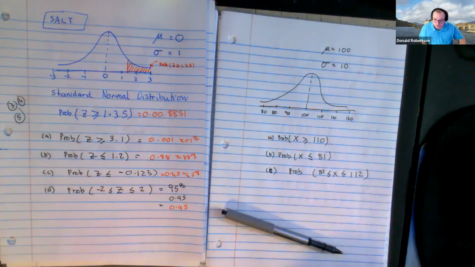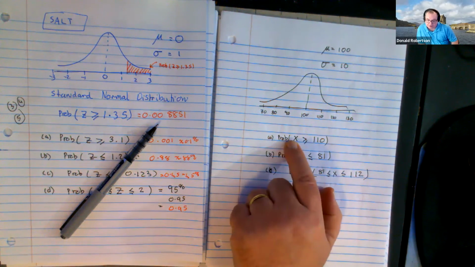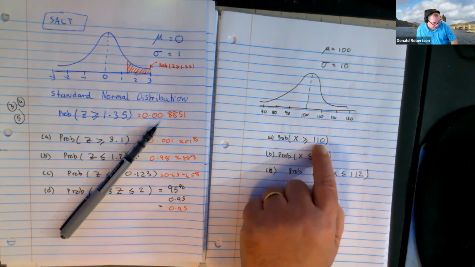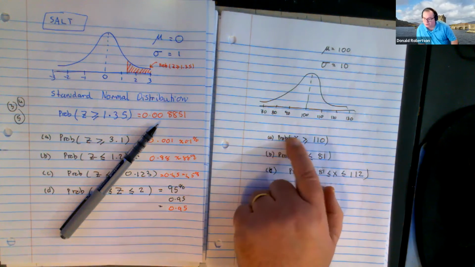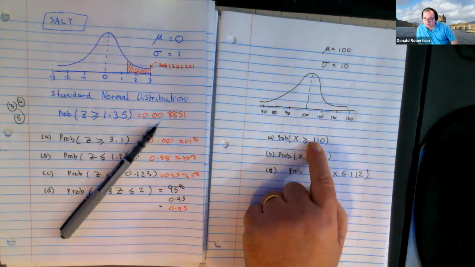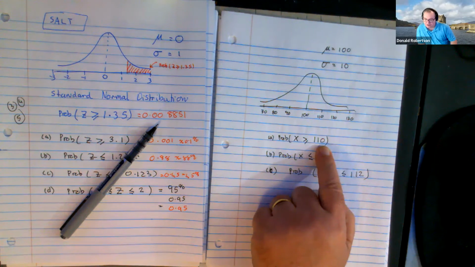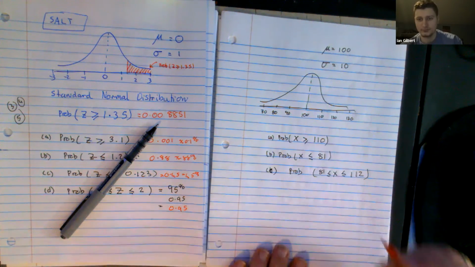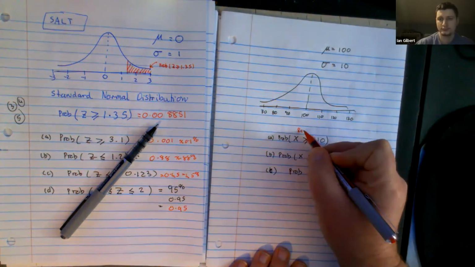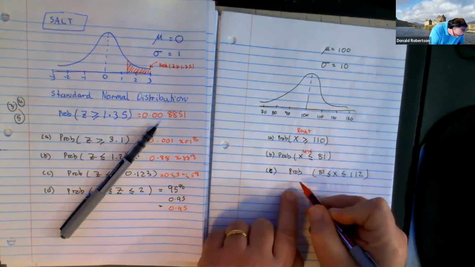Now SALT will do that as well. Before we go to SALT, let's talk a little bit about how we're going to set this up. Is this going to be right-tailed, left-tailed, or a between? What one will I use on this first question? Right-tailed, left-tailed, or a between? Isn't it right-tailed? Correct. And this one would be left. And this one would be a between.